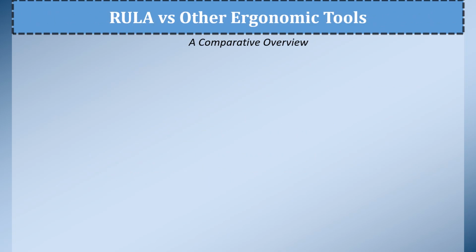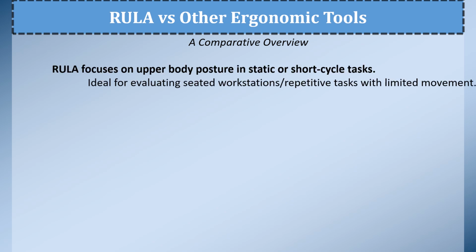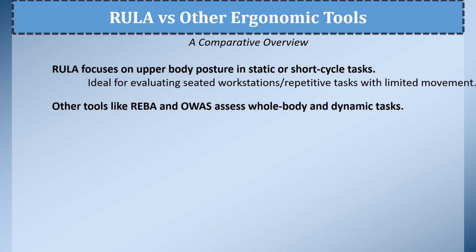ROLA versus other ergonomics tools. A comparative overview. ROLA focuses on upper body posture in static or short-cycle tasks. ROLA is best suited for tasks like typing, assembly line work, or microscope use, where posture is fairly consistent and strain on the neck, trunk, or arms is more common than on other limbs.